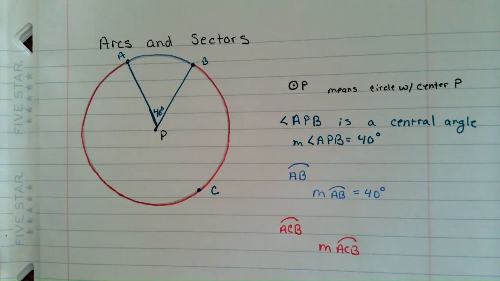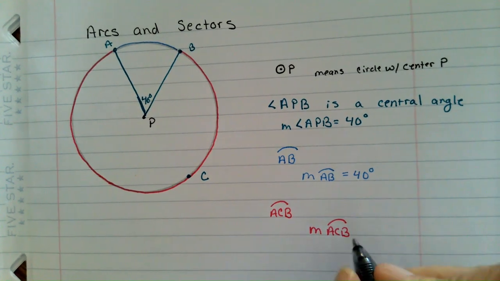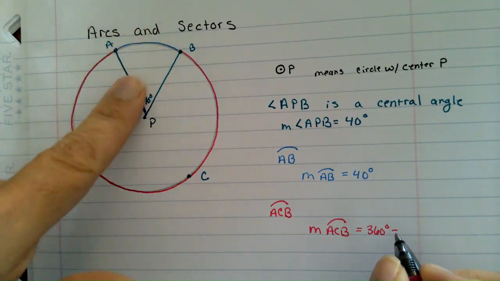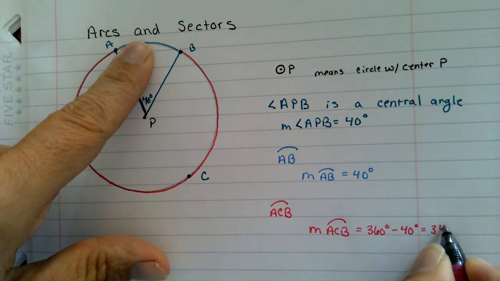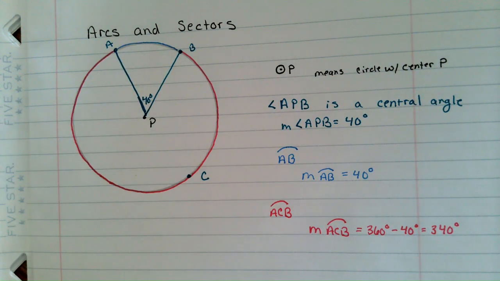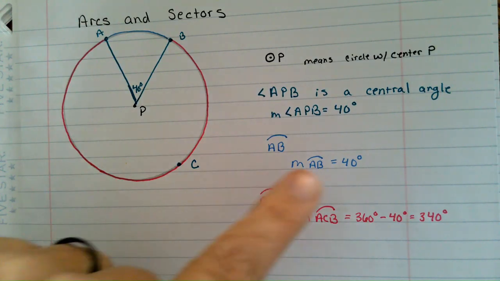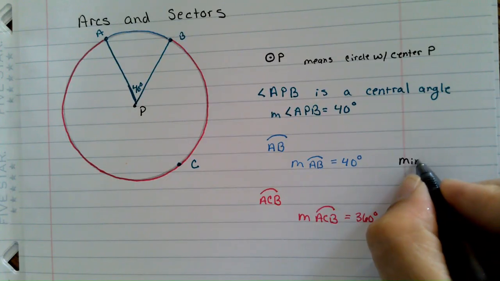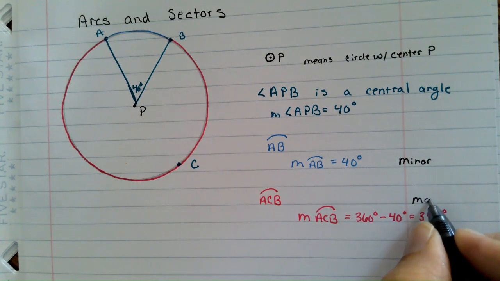So circles have 360 degrees. So to get the measure of this arc, we would do 360 degrees minus the 40-degree slice that's been used. And we find out this arc has 340 degrees. Now, because this arc is less than 180, this is the minor arc, and this is the major arc.